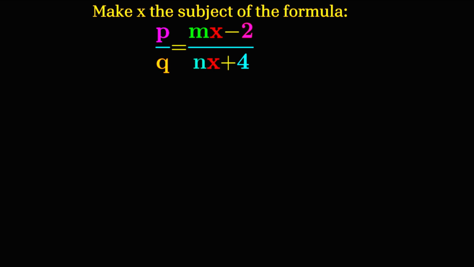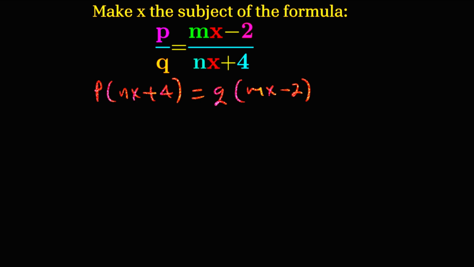Let us look at this interesting question. Make x the subject of the formula p over q equals (mx minus 2) over (nx plus 4). So what we're going to do is just cross multiply. So we're going to have p into (nx plus 4) being equal to q into (mx minus 2).